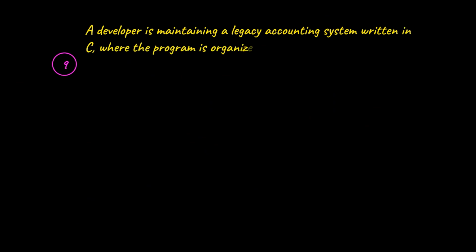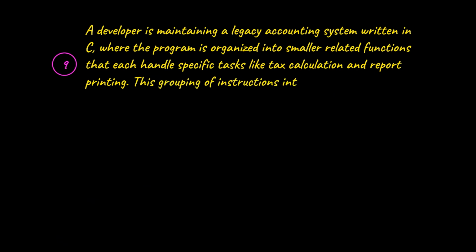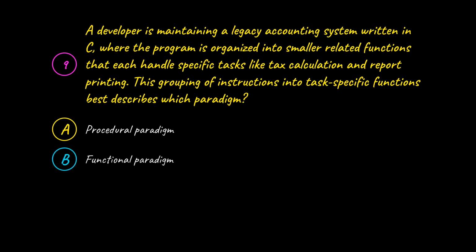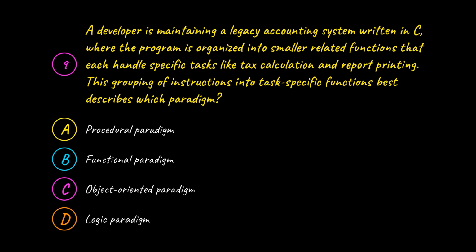Question 9. A developer is maintaining a legacy accounting system written in C, where the program is organized into smaller related functions that each handle specific tasks, like tax calculation and report printing. This grouping of instructions into task-specific functions best describes which paradigm? Your options are A. Procedural paradigm, B. Functional paradigm, C. Object-oriented paradigm, D. Logic paradigm. Which one is it? Pause the video if you need more time.